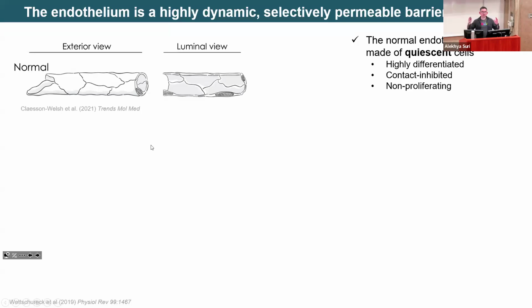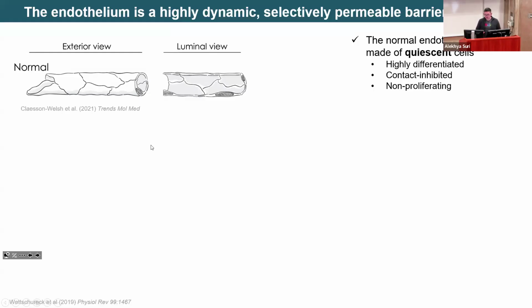The idea is that the endothelium is known as a very dynamic and selectively permeable barrier between the blood and the tissues, right? In other words, not everything that is in the blood needs to move into the tissue, and the structure that regulates who gets to cross over is the endothelium, the endothelial cell.